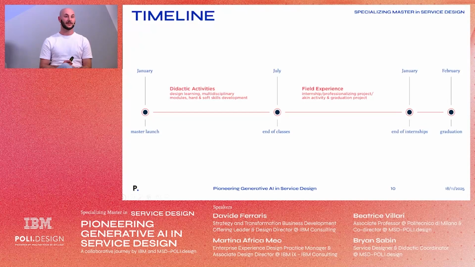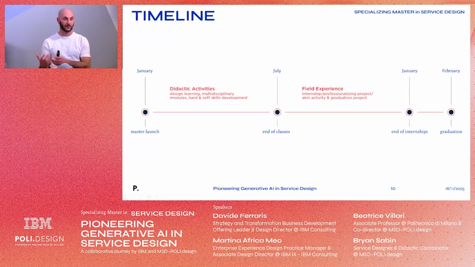The timeline of the master, so basically the structure of how it is composed. The master has a first part of didactic activities, which means that from January till mid-July every year we are in class and students have all the learning modules about soft and hard skills in design. The Gen AI lab took place in this frame, in the ongoing edition of the master.